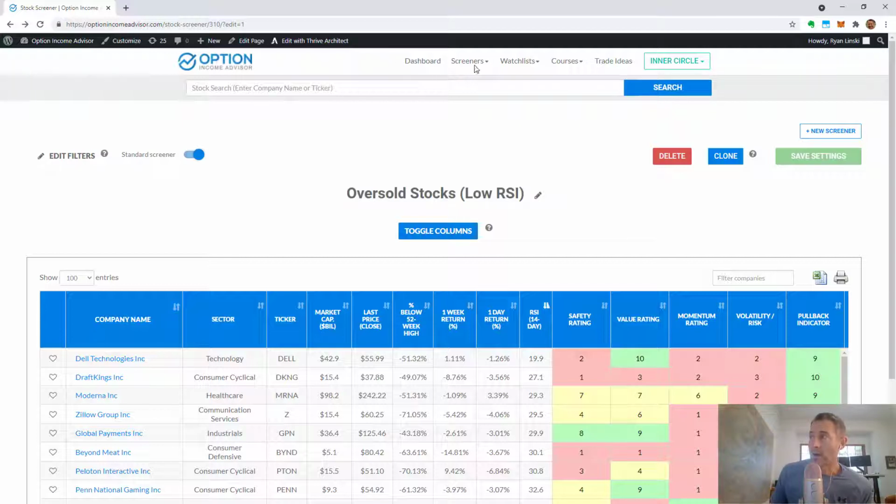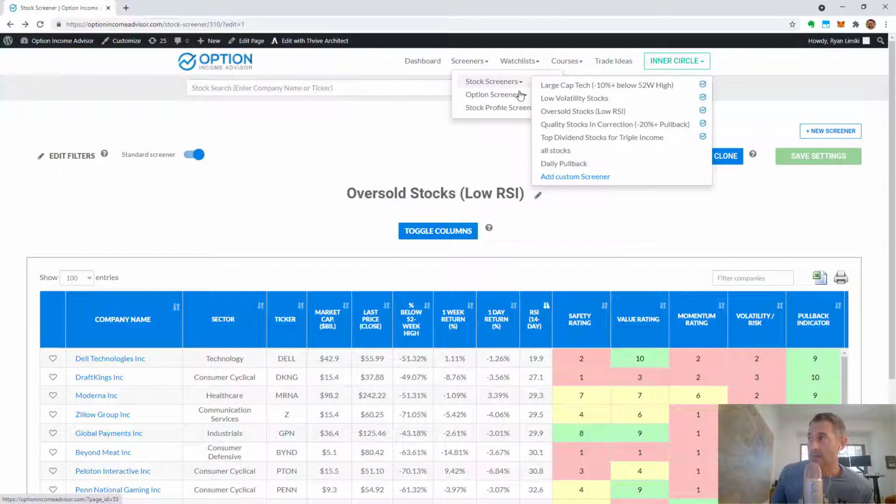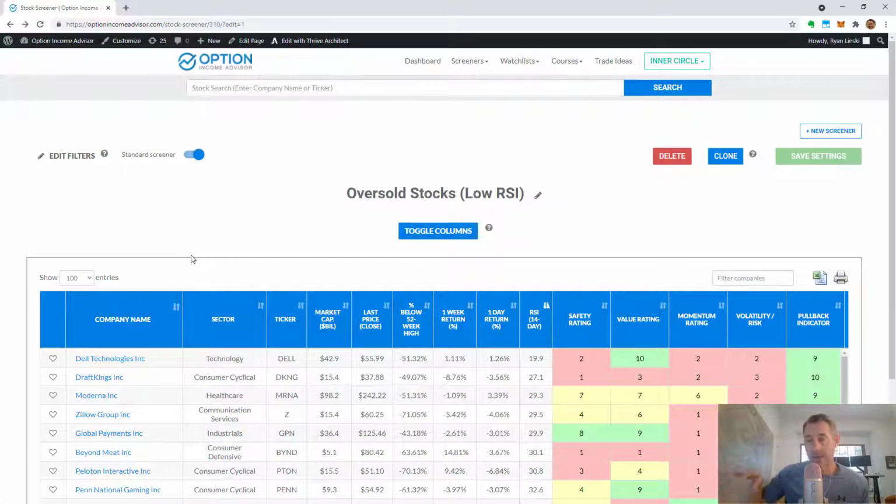And if you're on the platform, you can go to screeners and then go to stock screeners, and you can see right here oversold, lower RSI. Any of these with our emblem here are standard screeners, so those are ones that everyone has access to in their platform. Anything below that are your custom screeners that you can create yourself. So you can see it's right there, the oversold stocks, low RSI. It's the same metrics I just looked at, but this updates every day. So every day you can come into the platform and see which stocks meet this criteria.